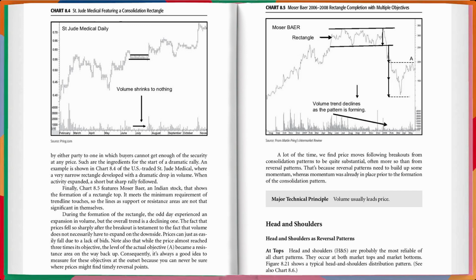Note also that while the price almost reached 3 times its objective, the level of the actual objective, A, became a resistance area on the way back up. Consequently, it's always a good idea to measure for these objectives at the outset, because you can never be sure where prices might find timely reversal points.